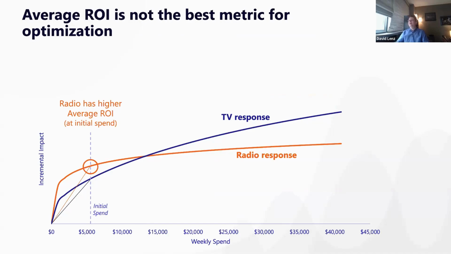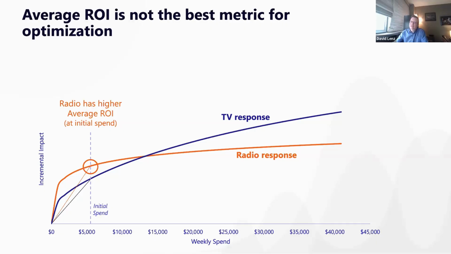Okay, but let's talk about why we're using curves at all. And I think the best example is when you have a couple different media channels and you're allocating dollars between them. So in this example, I have TV and radio. Radio's in orange and TV's in blue. And so I circled the average ROI. In this case, at the $5,000 initial spend, radio has a higher average ROI. So you might think TV's better. However, average ROI is only part of the picture. It doesn't really give you a good indication what happens when you allocate dollars.